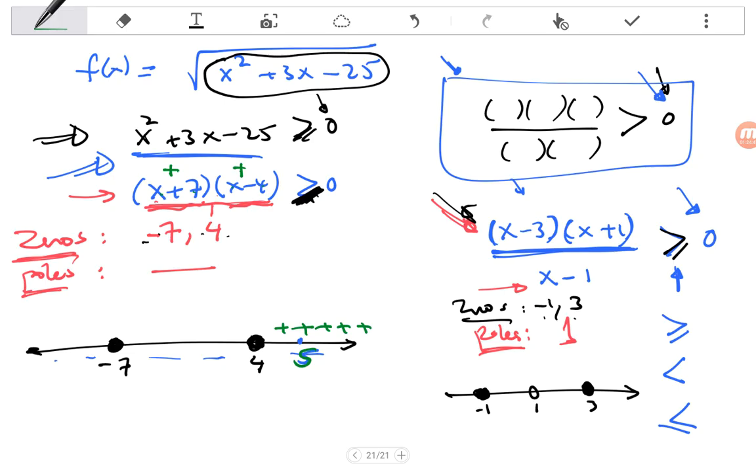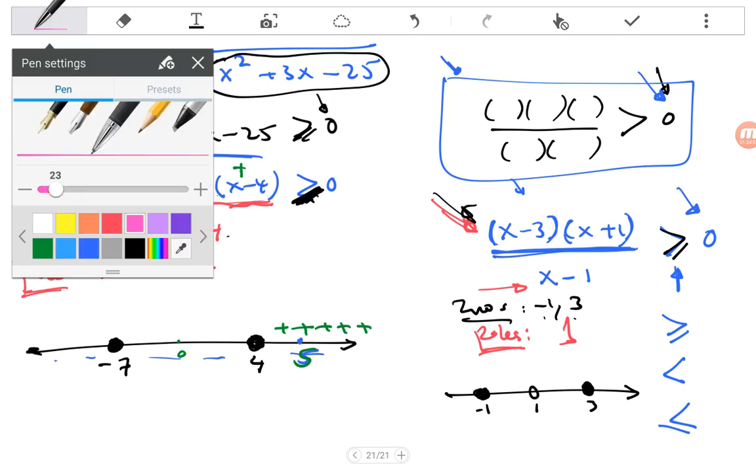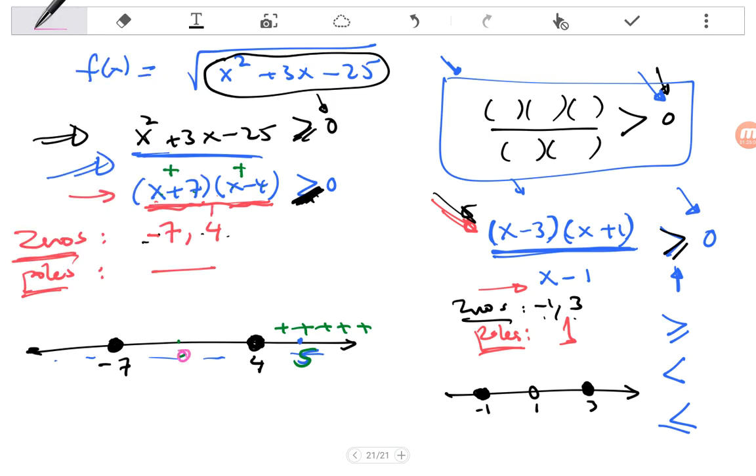In this interval, we have an easy number which is 0. So let's choose 0. Putting 0 in this bracket will give me negative. What about 0 in this bracket? It will give me a positive. Positive times negative will give me negative. So that will be negative in this interval.